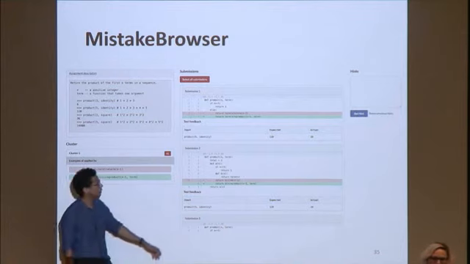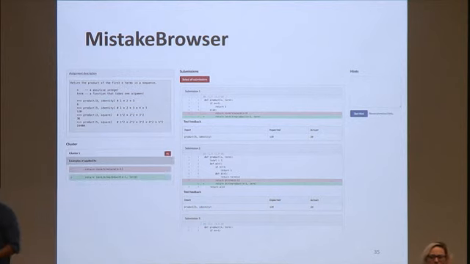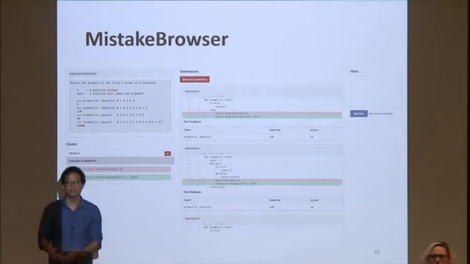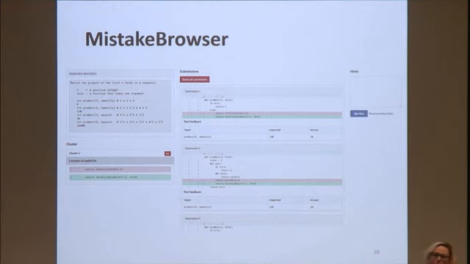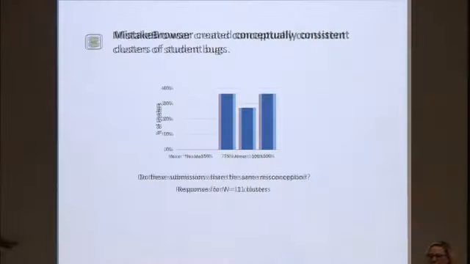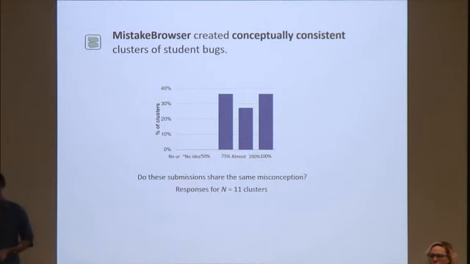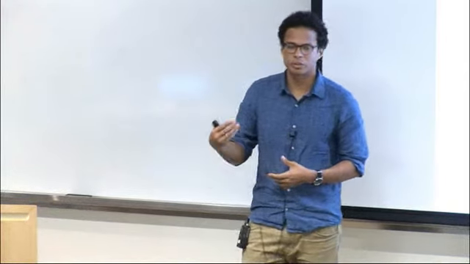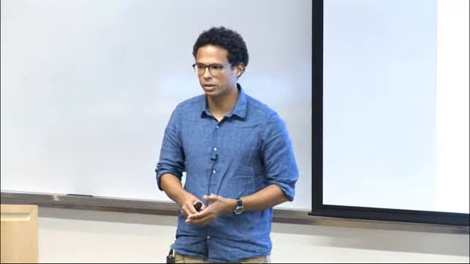In this way, the teacher can look at all the student solutions that have that mistake, and then write a feedback that they think is general enough for all the students, a high-level overview of the problem, so that the students can figure out what's wrong. We evaluated this with TAs at Berkeley, and we found out that most of the clusters were conceptually consistent. That means that the faults in the cluster are the same fault, and the teacher can write a single feedback for all of them.